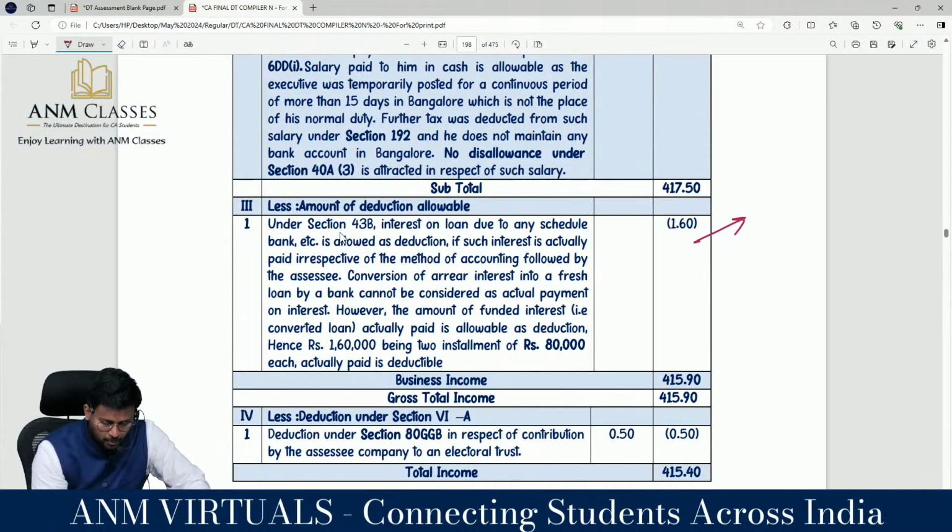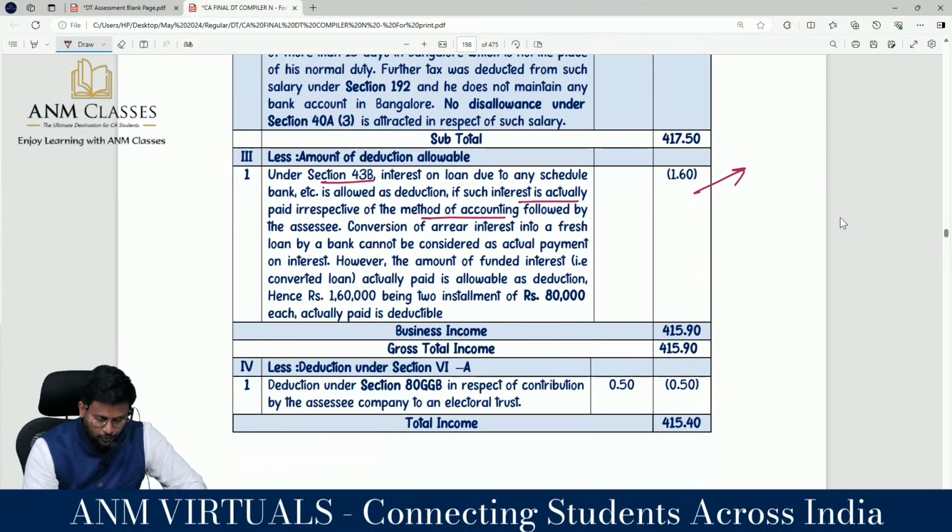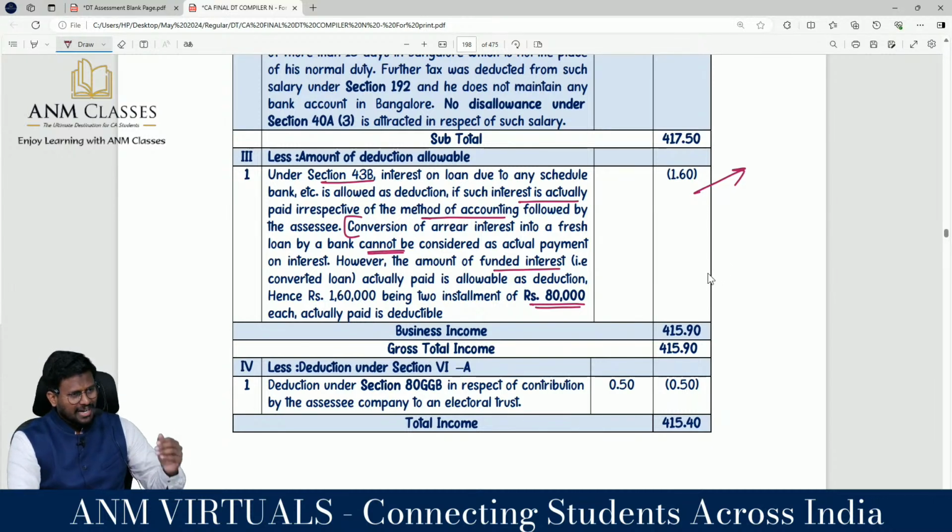Less: amount of deduction allowable under section 43B. Interest on loan due to any scheduled bank is allowed as deduction if such interest is actually paid, irrespective of the method of accounting followed by the assessee. Conversion of arrear interest into a fresh loan by a bank cannot be considered as actual payment of interest. However, the amount of funded interest, that is the converted loan, actually paid is allowable as deduction. Hence 1,60,000, being 2 installments of 80,000 each actually paid, is deductible. So conversion of interest payable into a loan will not amount to actual payment.